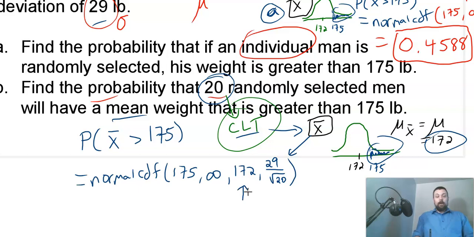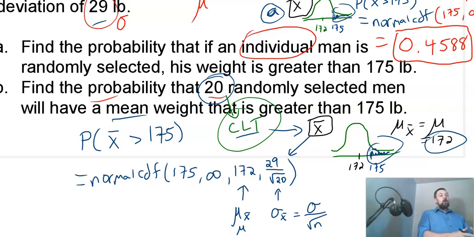Even though it didn't change, I just want to point out that what I'm inputting here is the mean of the sample means, which just so happens to be the mean of the original population. Here, I'm putting the standard deviation of the sample means, which equals the original standard deviation divided by the square root of n. And that's what I'm putting here.